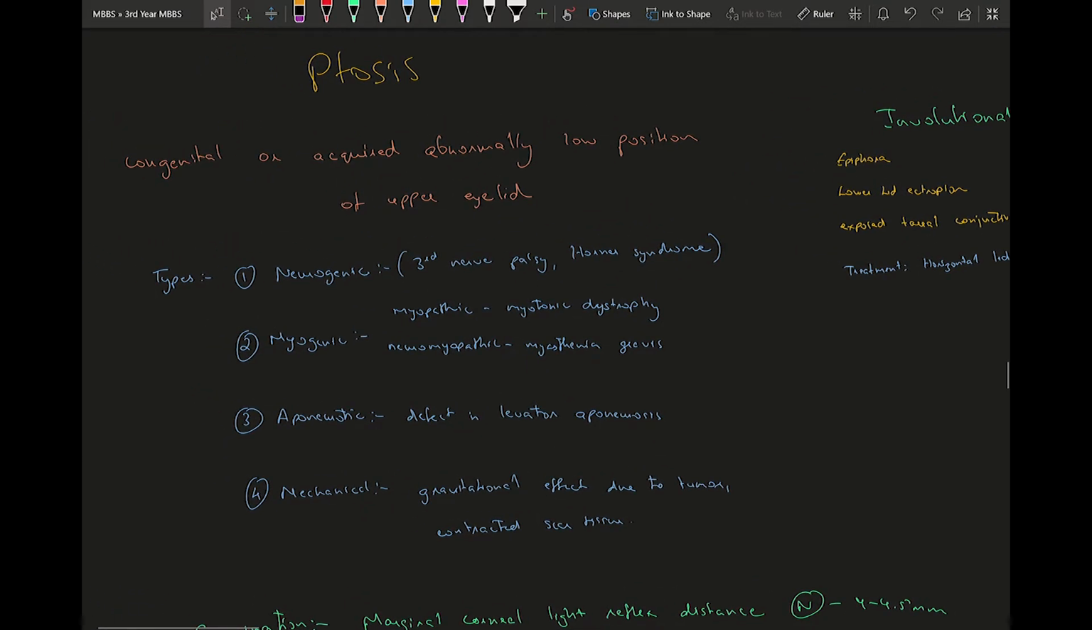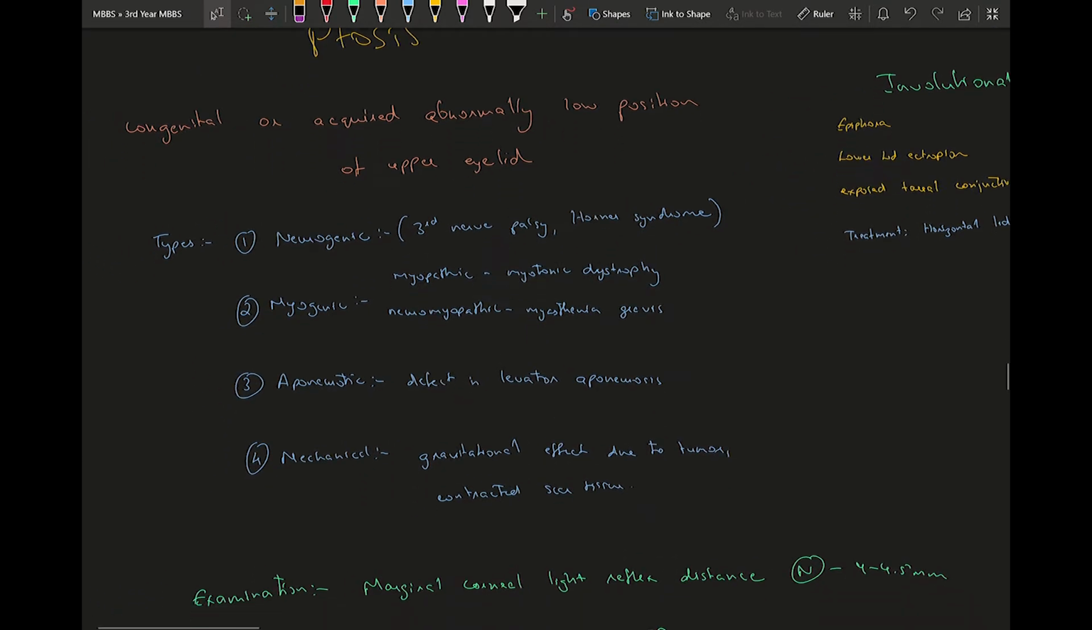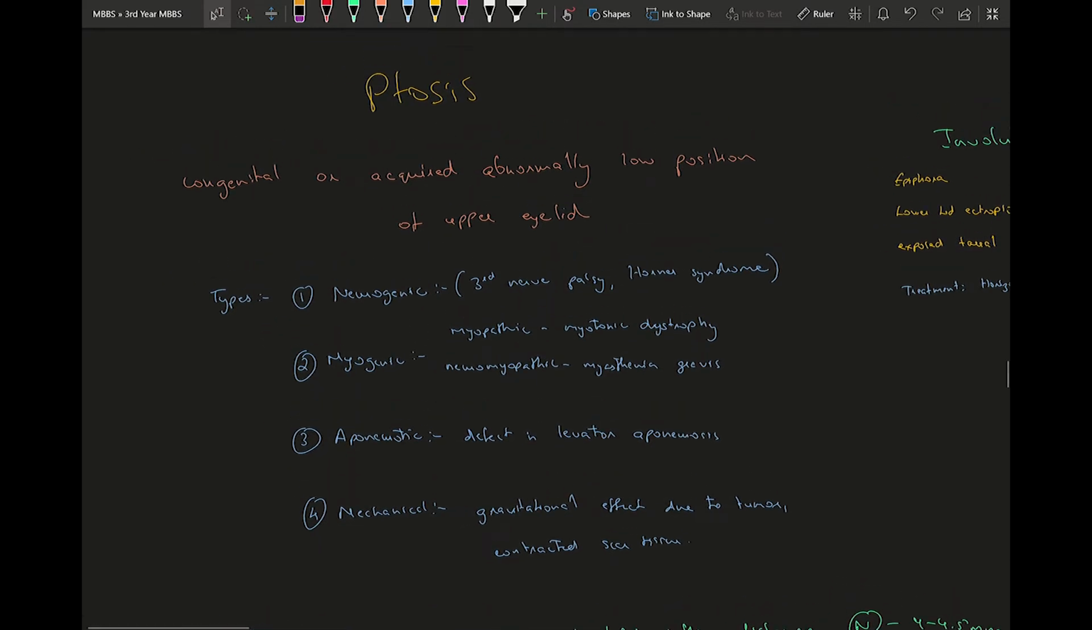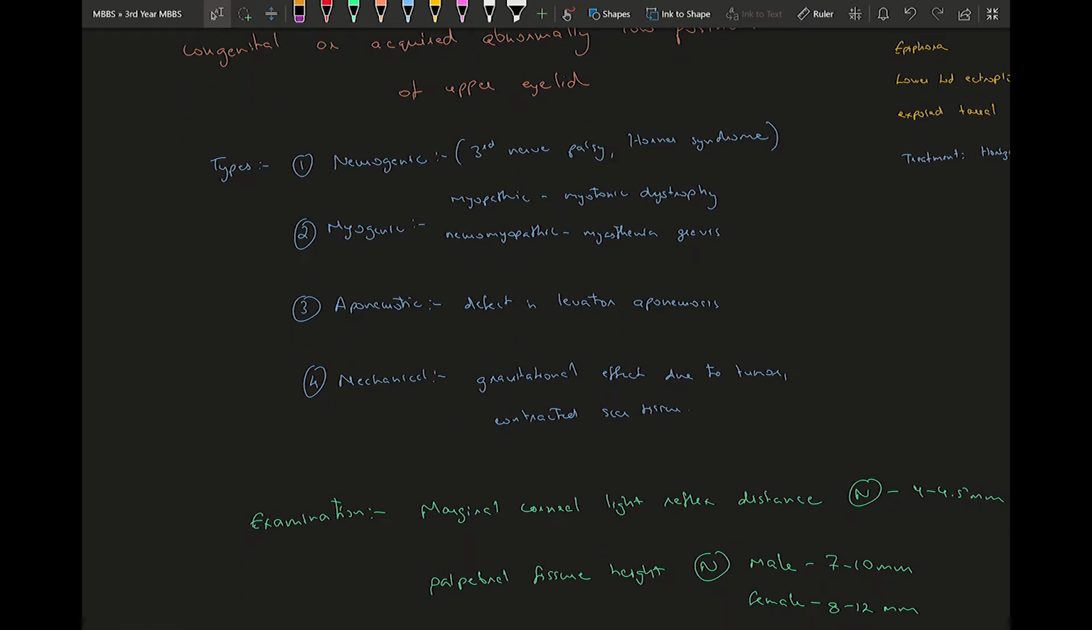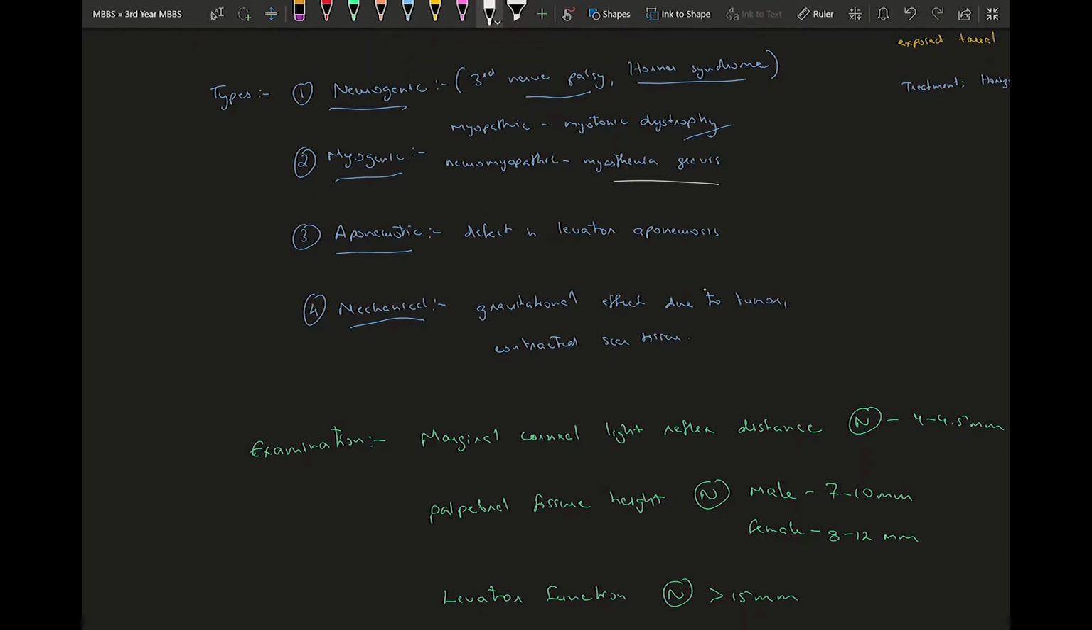So ptosis can be either a congenital or an acquired abnormality where there's a low position of the upper eyelid. The different types or causes of ptosis are either neurogenic, myogenic, aponeurotic, or mechanical. Neurogenic causes are your third nerve palsy or your Horner syndrome. The myogenic causes can either be myopathic or neuromyopathic. A myopathic example would be myotonic dystrophy, and neuromyopathic would be myasthenia gravis. Your aponeurotic will be a defect in the levator aponeurosis. Your mechanical will be a gravitational effect due to growth of some kind of tumor.